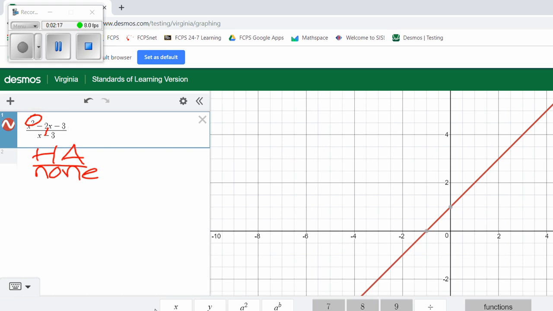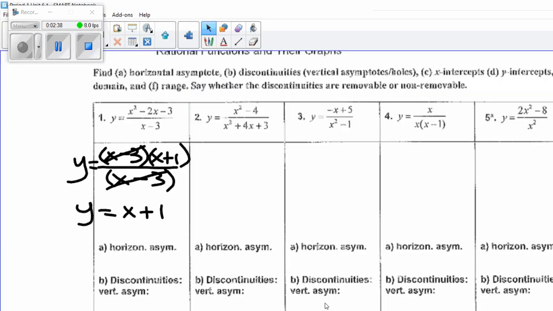Now if I'm looking for the x-intercept, that is where y is 0. So when y is 0, x is negative 1. And you can see that by looking at the equation as well.